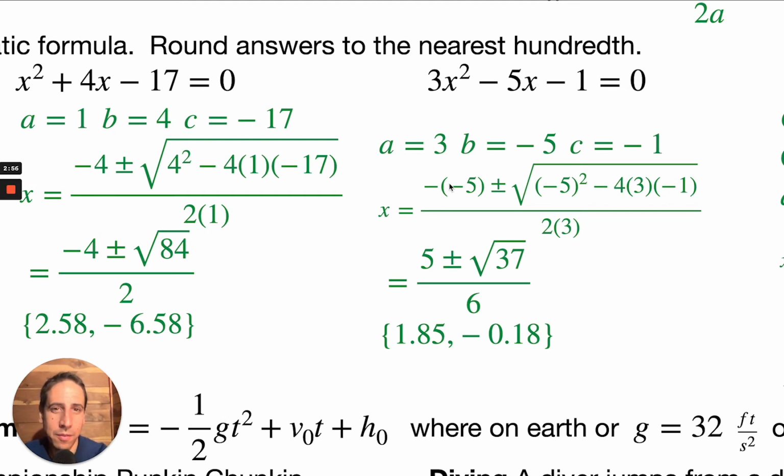Simplify that, this becomes a positive 5. 25 minus what turns out to be positive, 25 plus 12, because the minus and the negative cancel. 25 plus 12 is 37, and then you get 5 plus or minus the square root of 37. We're looking for decimals, so we plug it into the calculator. When you add, you get one of these. When you subtract, you get the negative 1.